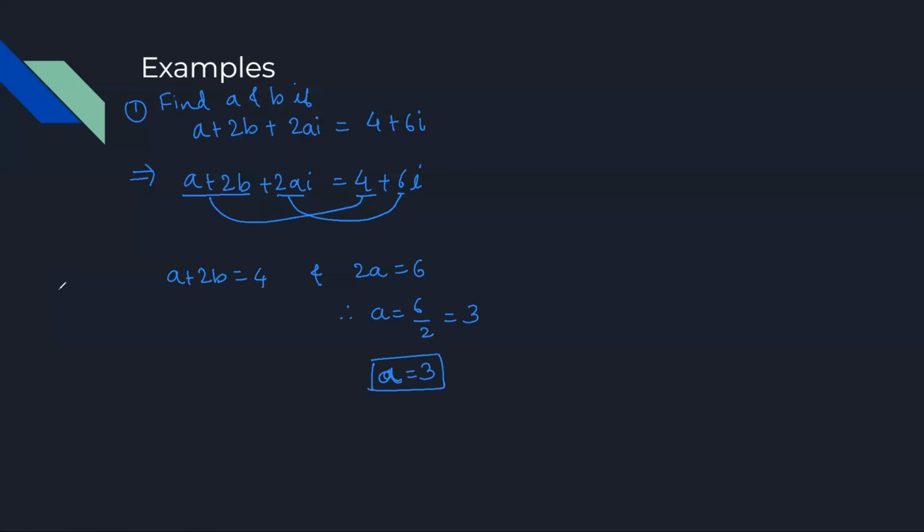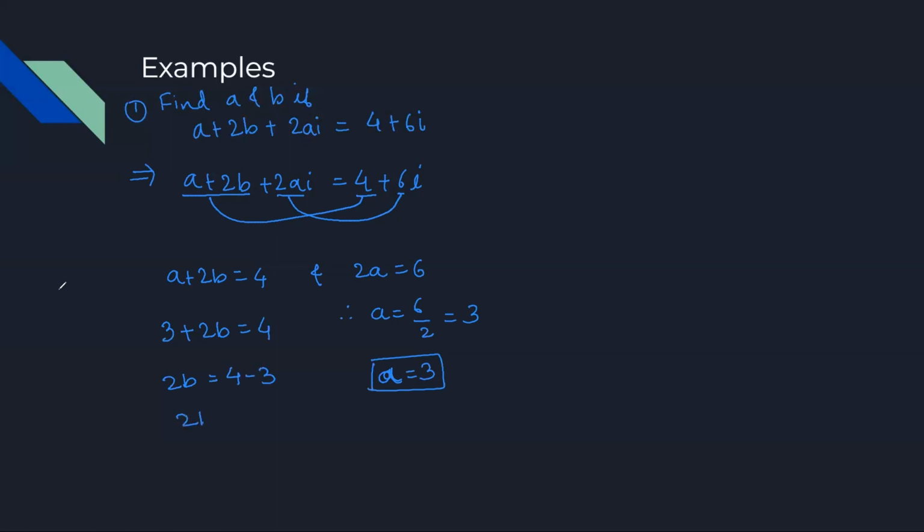Now I will substitute this value in this equation. What will I get? 3 plus 2b equal to 4, and we'll solve this. We will keep the variable term here and shift this to the right hand side.